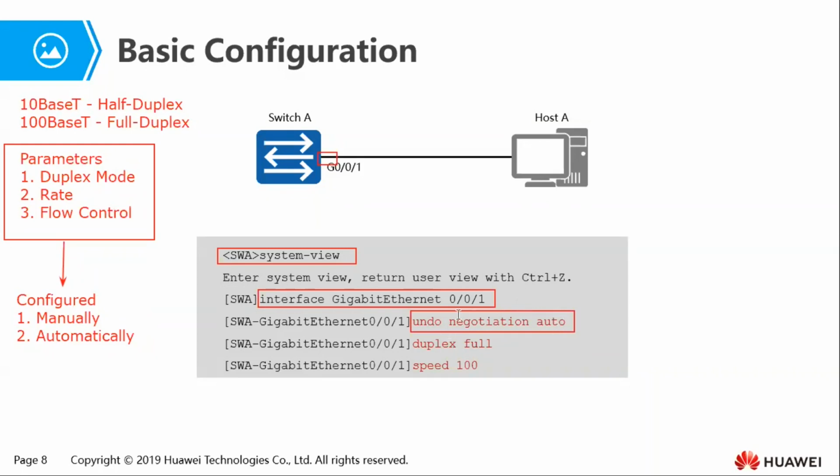So here we are disabling auto negotiation so that we can do manual configuration of those parameters. In this particular case, we are specifying the duplex mode as full, and we are also specifying the rate using the command speed, then 100, which should mean 100 megabits per second. Hope that is clear.